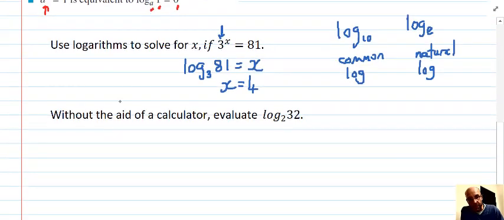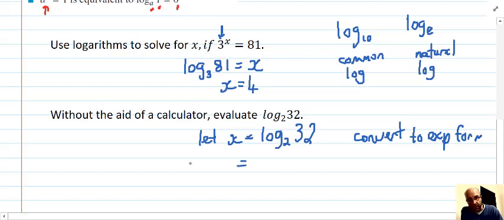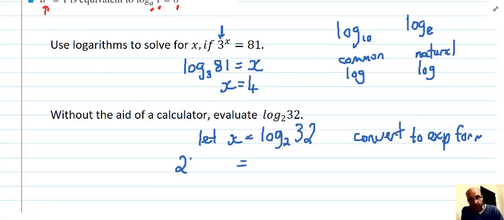Lastly, without the aid of a calculator, log of 32 to base 2. So let x equal that, you need to call it x or some symbol, and for this sort of one we convert it to exponential form. So we have base of 2, and we're saying 2 to the power what gives us 32? So the what is x.